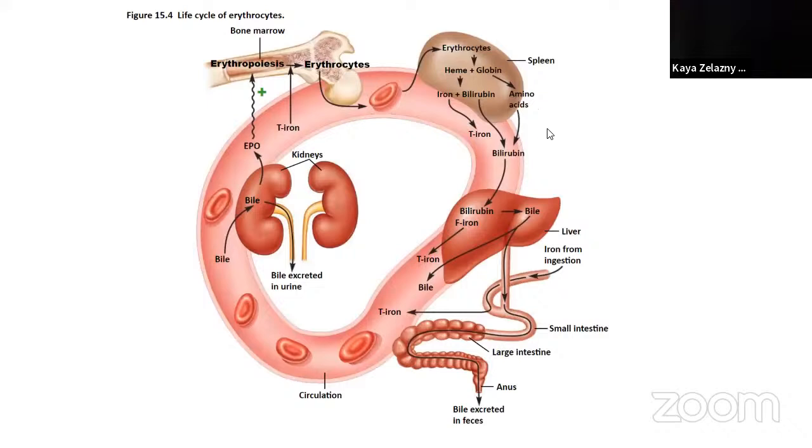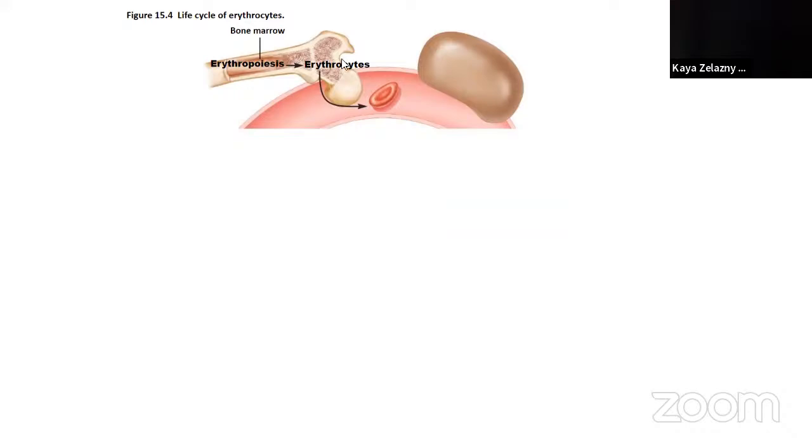Okay, so now we're going to go through this big picture step by step. And we're going to start at the bone marrow at the birth of an erythrocyte. And as you see, we're going to cycle back all the way to the end and talk about the signaling as well.